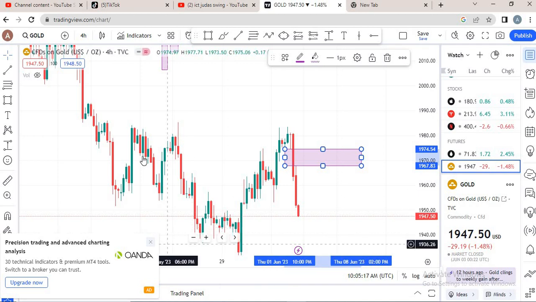Understood? So here on the left side or right side, wherever you see a situation like this, first candle, second candle and the third candle, if there is a gap between the candles where you see the displacement, it is called FVG, the fair value gap.